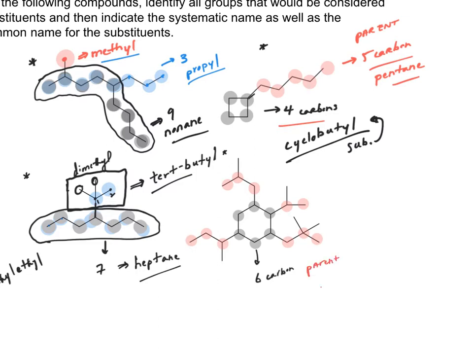And it's 6 carbons, so it's hex. So hex, and then ane. But then again, it's a ring, so we have to say cyclo in front. So cyclohexane. And there is no space between these. These guys just run into each other. So cyclohexane. Okay, so that's our parent. Therefore, I'm going to go ahead and just circle it.